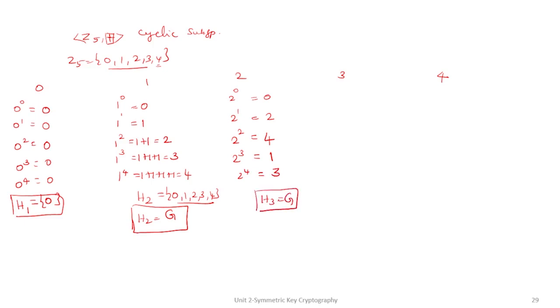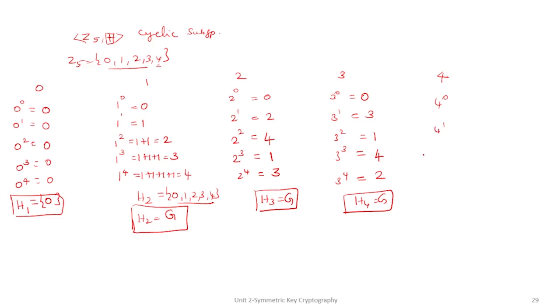So H3 is also 3. And 3 power 0, 3 power 1, 3 squared, 3 power 3, 3 power 4. So 3 power 0 is 0, then 3, then 3 plus 3 is 6, 6 mod 5 is 1, 3 plus 3 plus 3 is 9, 9 mod 5 is 4, 3 plus 3 is 6, 6 plus 6 is 12, 12 mod 5 is 2. So the H4 answer is also a group.